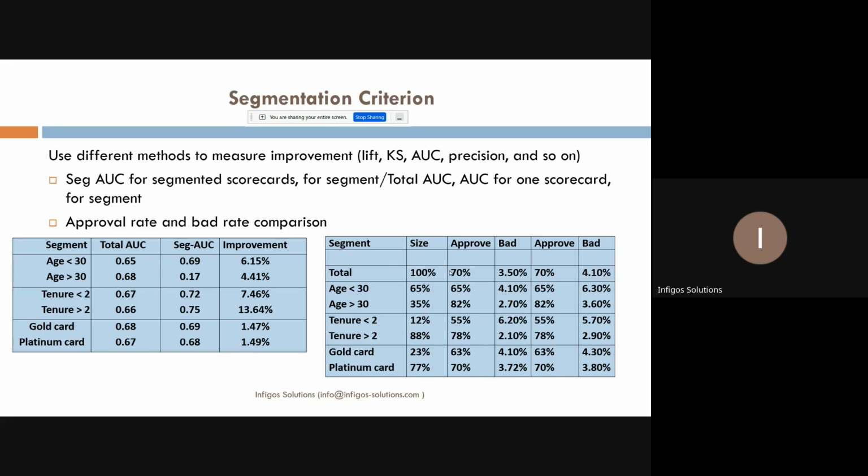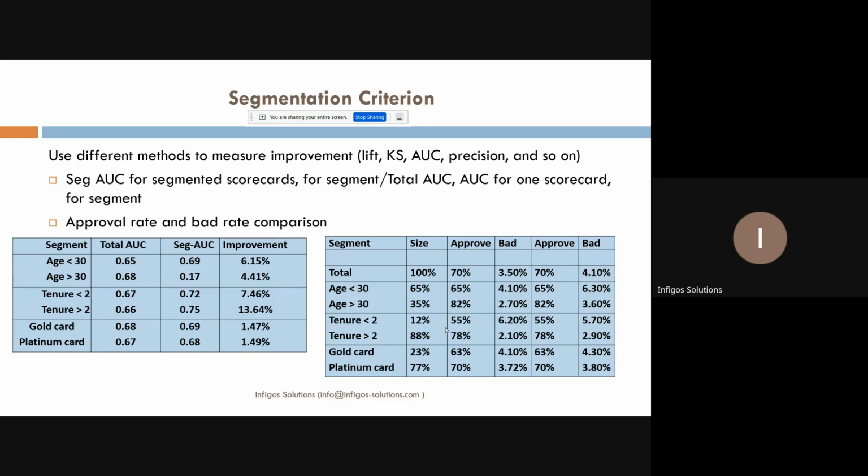I forgot which one is segmented and which is not segmented. This should be segmented, I think. When you do segmentation here, bad rate goes up. Here also bad rate goes up. So you will not do segmentation basically because of bad rate going up. Approval rates remain the same.